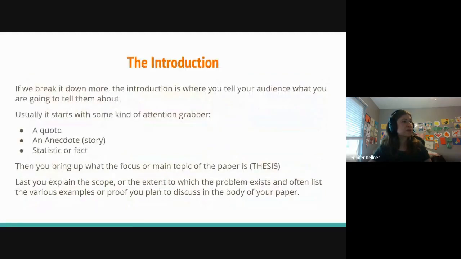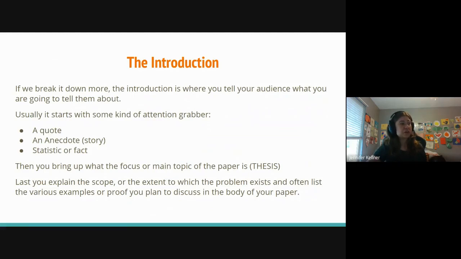So the introduction, if we break it down a little bit more, again, this is where you tell them what you're going to tell them. If you are able to, an attention grabber is a really good way to start the paper. You're not just going to say, bang, here's my thesis, here's my three reasons, and have a one sentence introduction. Sometimes the introduction is hard because we want to write at least three sentences per paragraph, and sometimes it's hard to do that with the introduction.